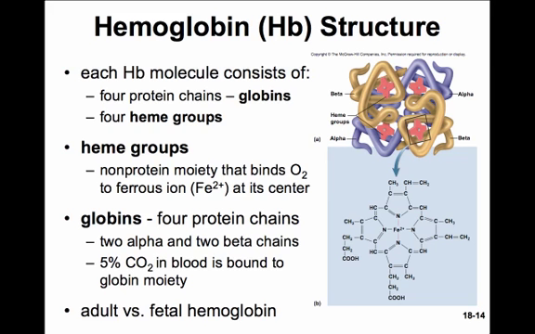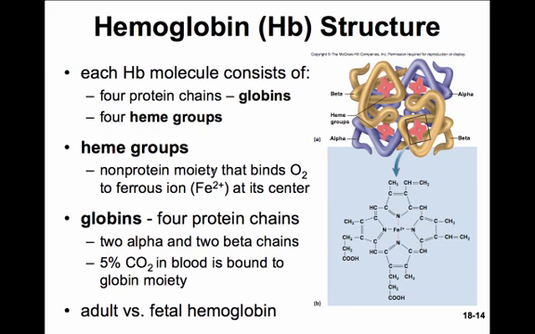When CO2 is transported away from the tissues and to the lungs, about 5% of it is bound to the globin moieties of hemoglobin. So oxygen binds to the heme groups. However, CO2, when it's transported away, binds to other moieties of the globins.